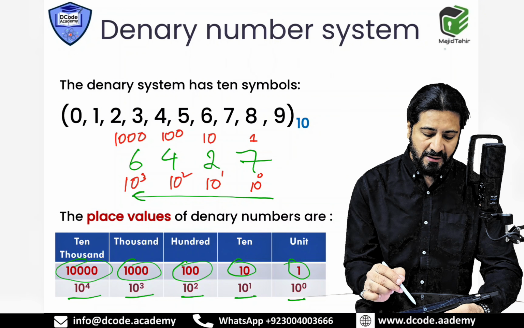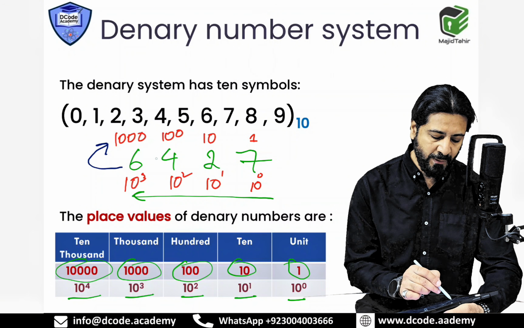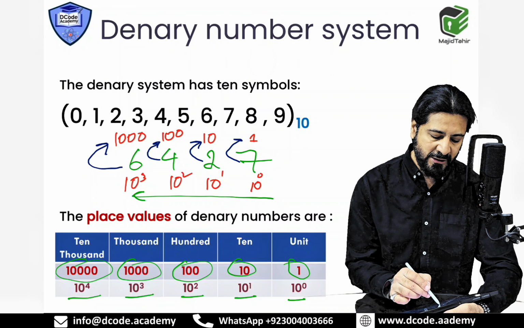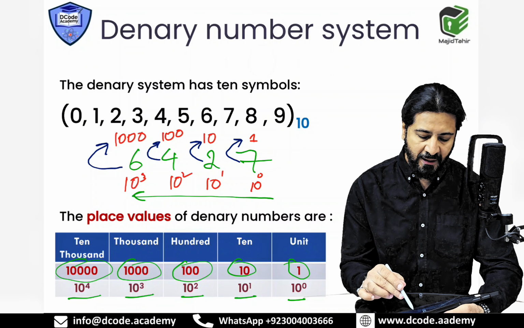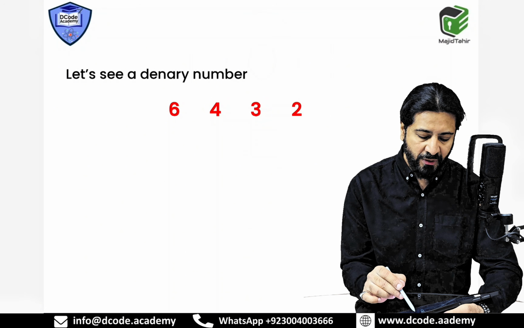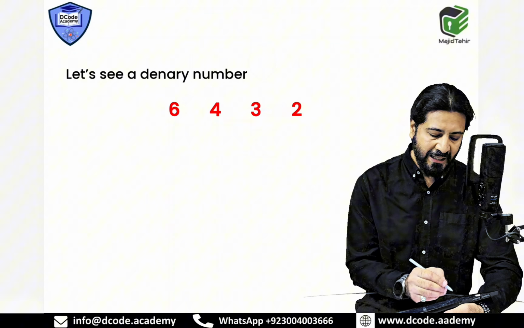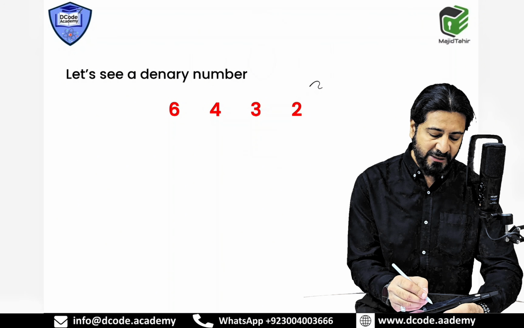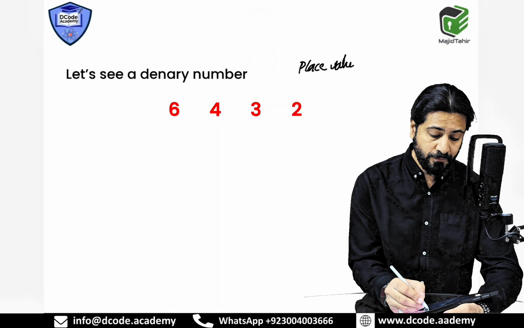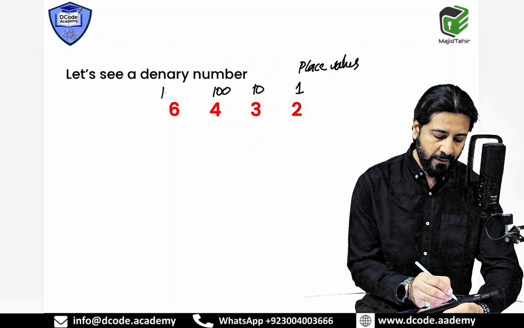Now, how is the number made? Each digit is multiplied by its place value and added with the other digits. So every digit must be multiplied by its place value. Let's see further how it is done. Again, let's suppose we have another number, 6,432. In this case, I'm going to write down the place values: 1, 10, 100, and 1000.